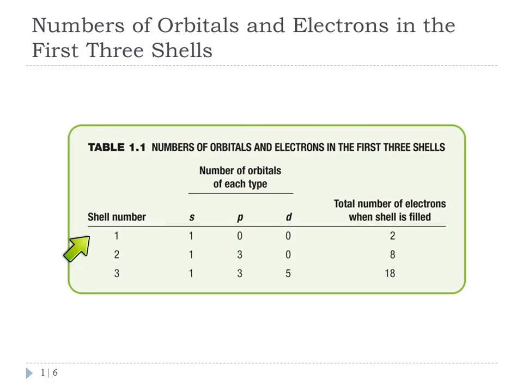So in shell number 1, there's 1 s orbital. In shell number 2, there's 1 s orbital and 3 p orbitals. In shell number 3, we have 1 s orbital, 3 p orbitals, and 5 d orbitals. And since each orbital can hold a maximum of 2 electrons, we get the number of electrons that can be found in that shell, maximum of 2 in the first shell, 8 in the second, and 18 in the third. Any questions?